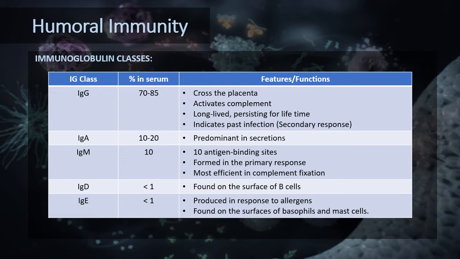Next is the IgD, which is less than 1% in the serum and is found on the surface of B cells. And lastly, we have the IgE, which comprises less than 1% in the serum. This is produced in response to allergens and found on the surfaces of basophils and mast cells.